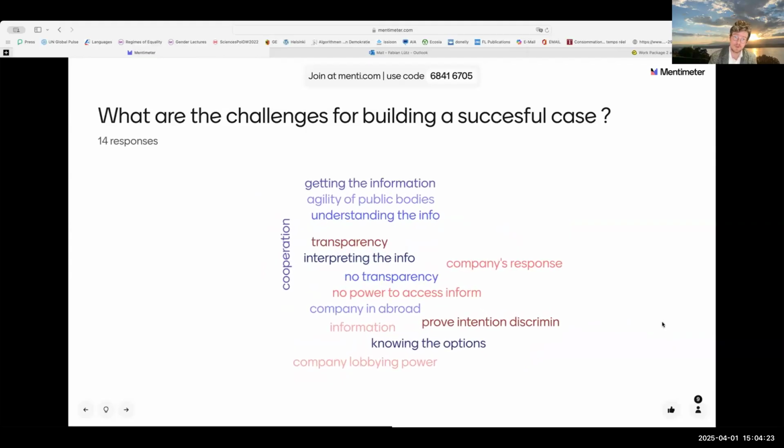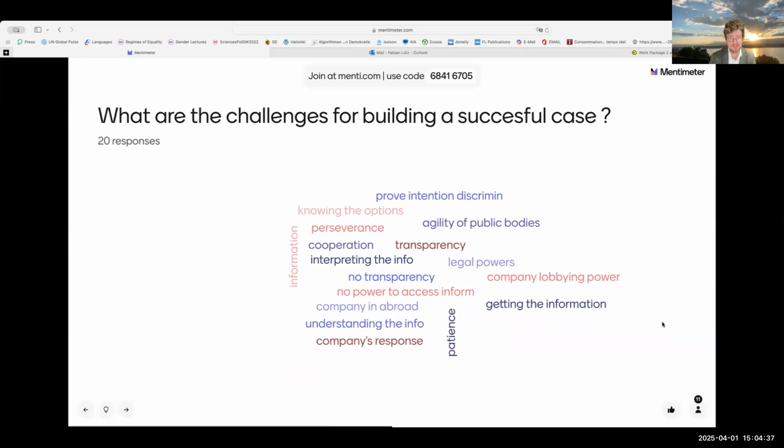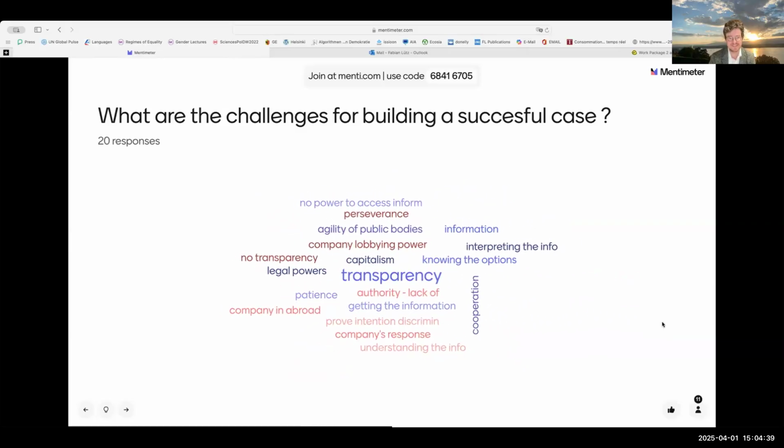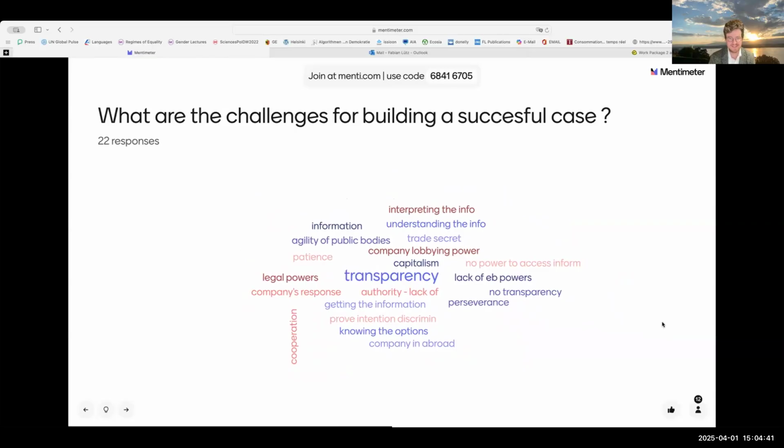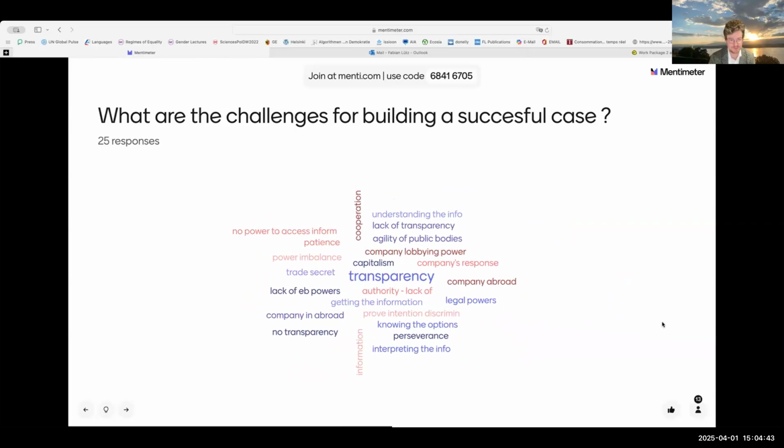Transparency requirements, that was a lot of what Trish talked about. No power to access information. Yes, there's certainly an asymmetry of information between the companies and those who seek to prove the discrimination. Perseverance, there's a lot of inspiration there. It's very good. I'm happy to read what you write. We have to make use of this collective power to solve any future cases of algorithmic discrimination.